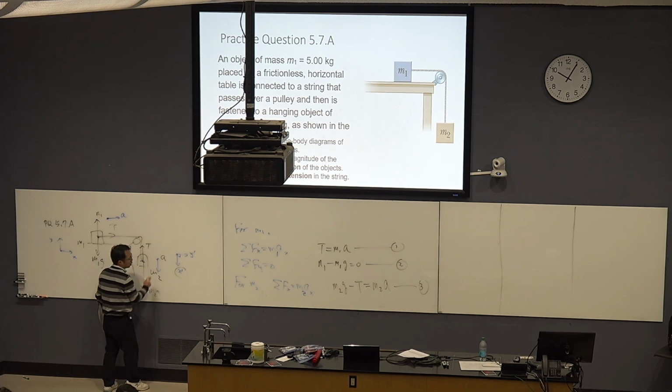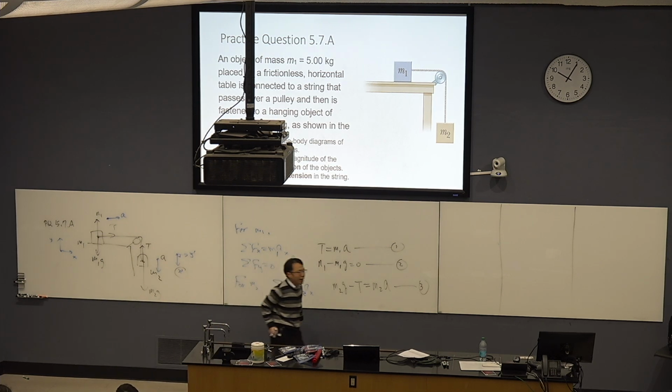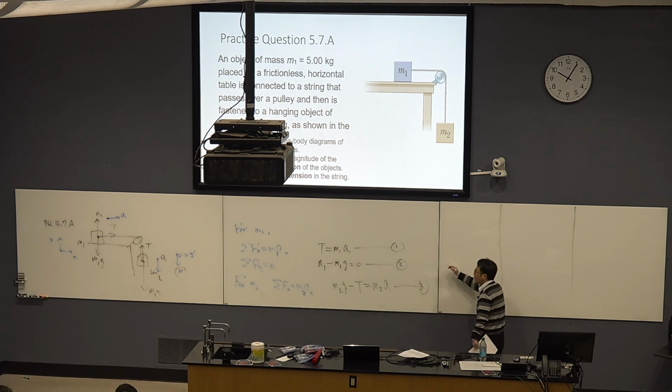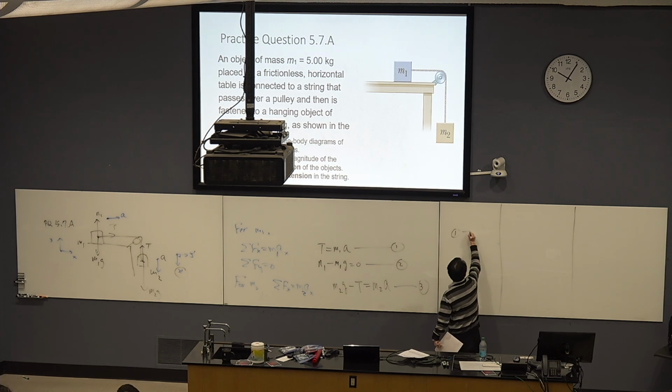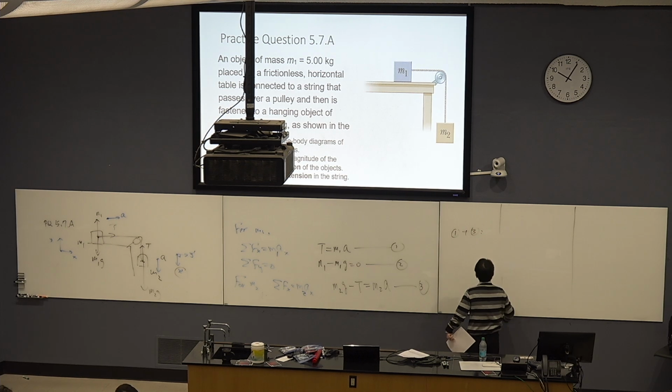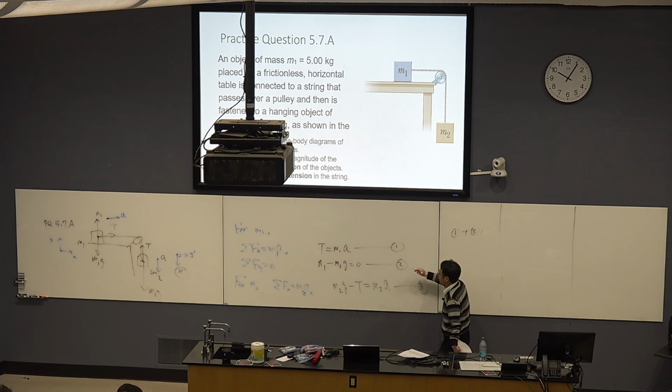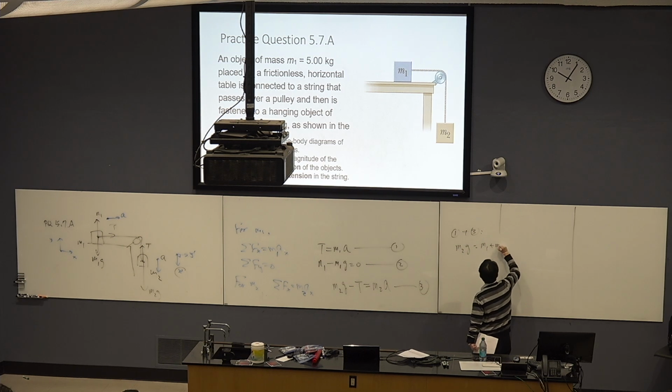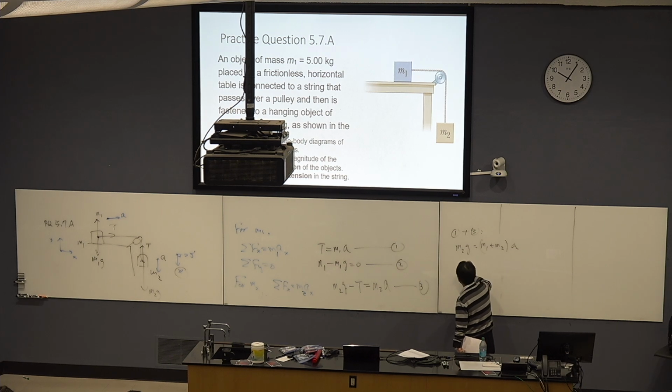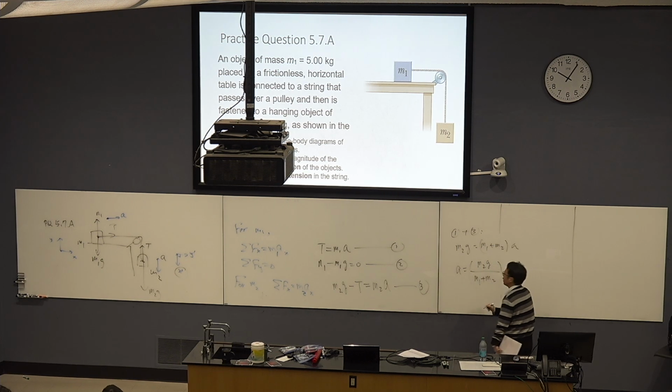If you align your positive x to the downward direction, how would you solve for a? You can consider equation 1 and 3. Consider 1 plus 3. What do you get? The T's will cancel each other, right? So you have m2g equals m1 plus m2 times the acceleration. Therefore, acceleration equals m2g over m1 plus m2, right? And this one we can call equation 4.